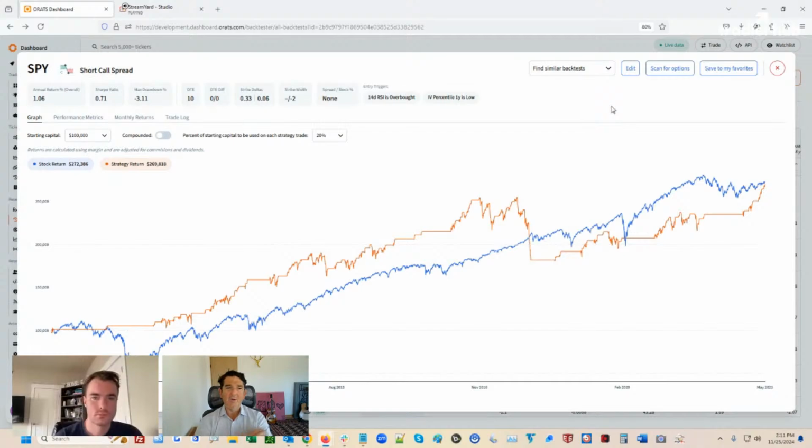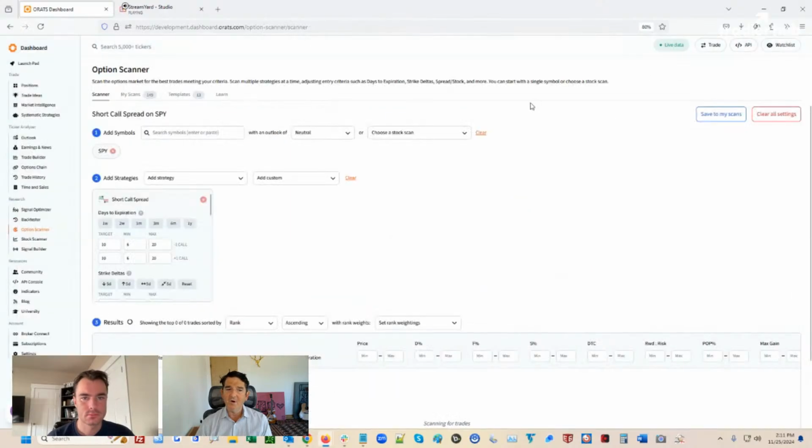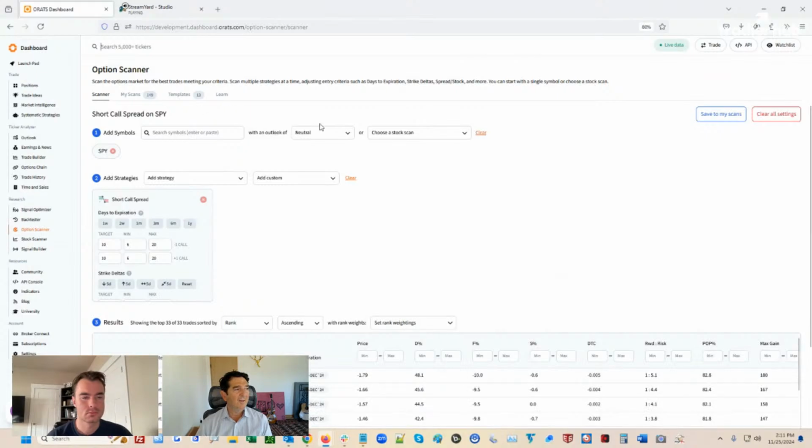And really, one of the purposes of this presentation is to show how easy it is to go from first of all, you would save this backtest to your favorites. So this will go in your list, but then you can scan for options. This is the neat thing that makes the whole workflow go well. It automatically loads the symbols. You can put in other symbols if you want. It loads the short call spread.